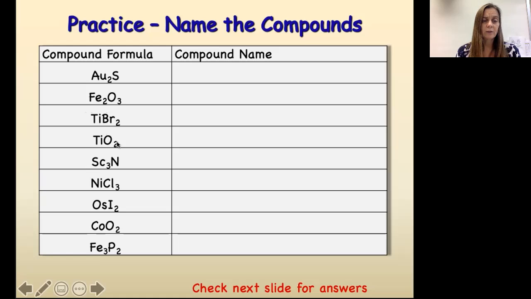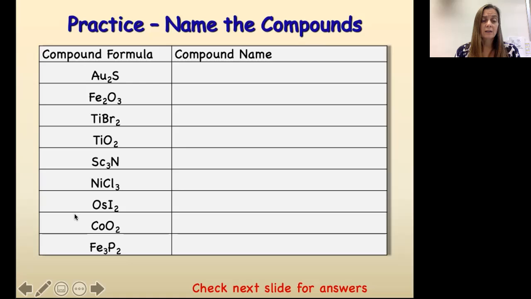And the last one we'll do as an example is titanium. And then we have oxygen, and we have 2 oxygens here. We know each oxygen is -2, so that means this is a total of -4. It's with only 1 titanium, so that means that this is titanium 4 oxide.